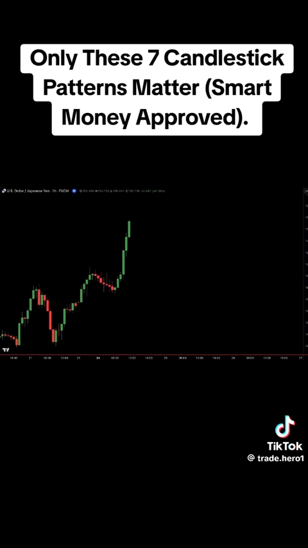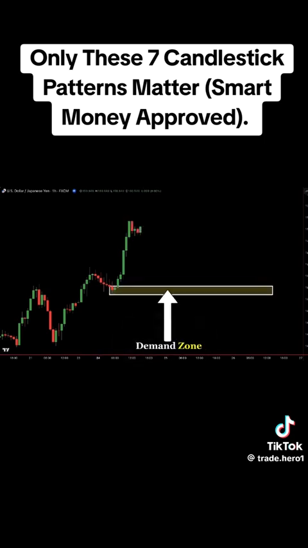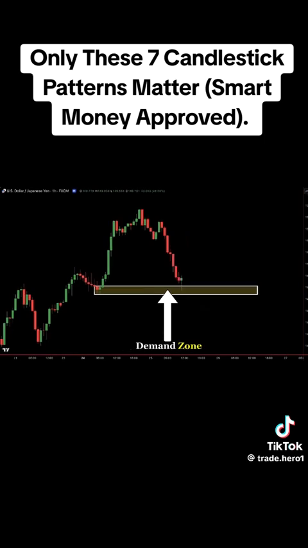Here's a chart. The market moves up aggressively, leaving behind a clean demand zone. What happens next? Price returns to that zone and gets instantly rejected, forming a well-shaped pin bar. This is key. The rejection tells us that limit orders were waiting. Smart money didn't chase the move, they were waiting patiently. That pin bar acts like a signal. More institutions see the reaction and jump in. What happens next? The market explodes upward.